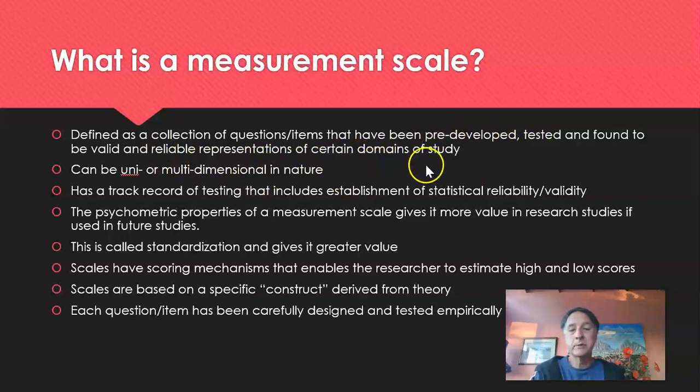So in simple terms, it's a number of items. They've been pre-developed by someone else. They've been tested empirically. We call it validated, in a validation study. And they have been found to be valid and reliable. And therefore, the collection of those questions represent a scale. So they measure certain domains in the study, and these are standardized. So a scale can be uni or multidimensional in nature.